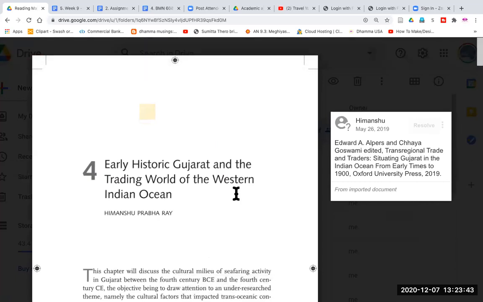And here, early history, historic Gujarat and the trading world of the Western Indian Ocean. So Gujarat is a state in India, which is supposed to be a good state in business activities. A lot of businessmen have come from that state. Even today, Gujarat is boasting of producing more and more business people. So it has a history already, even in the ancient past.